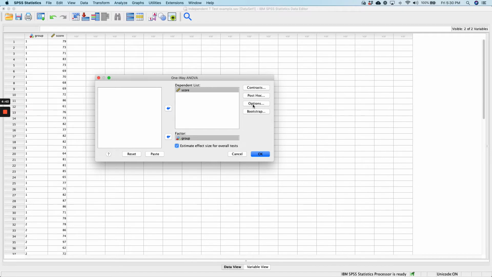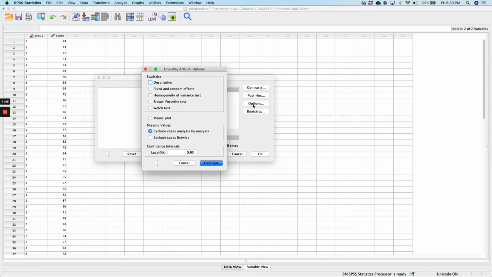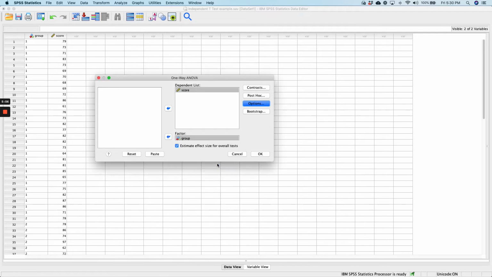All right, so now we're going to click on the Options button. And here is our One-Way ANOVA options menu. We're going to check descriptive so we can get our descriptive statistics, our homogeneity of variance so we can check our assumption. We want a means plot, and then we will click continue. And this will take us back to our One-Way ANOVA menu, and we will click on OK, and the t-test will process.